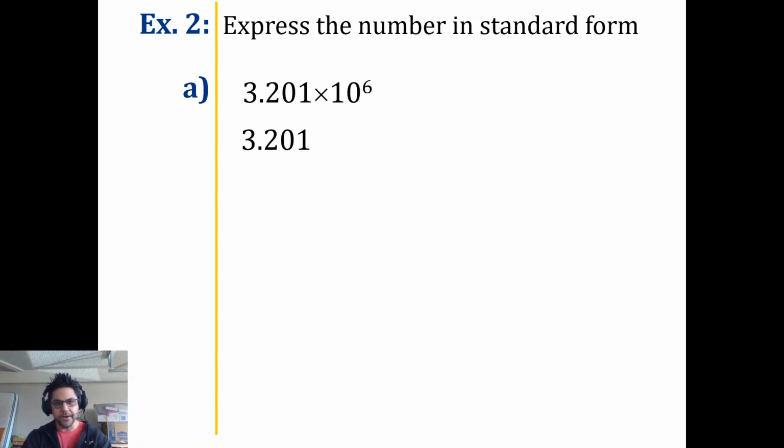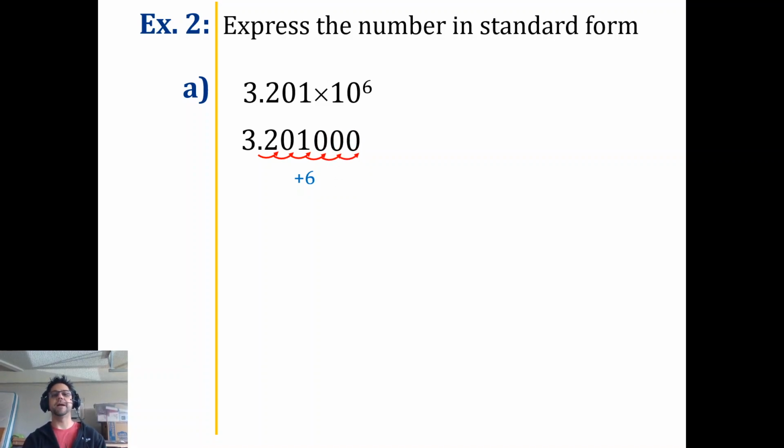So positive exponent means it's a big number. Exponent of 6 means I need to move it 6 times. So let's see. 1, 2, 3. Now I need to put some extra zeros there. 4, 5, 6. So I put my extra zeros. I've moved it a total of 6 times.